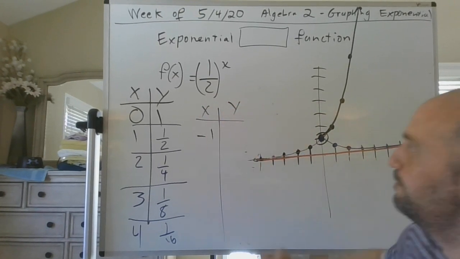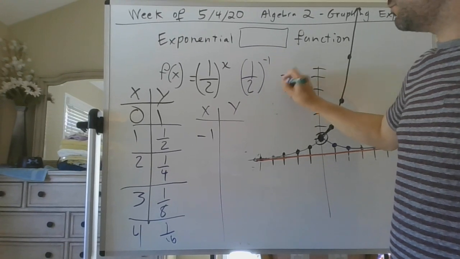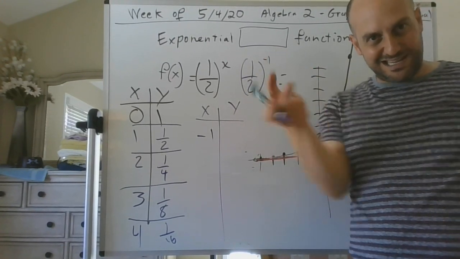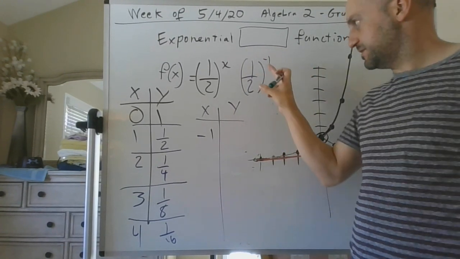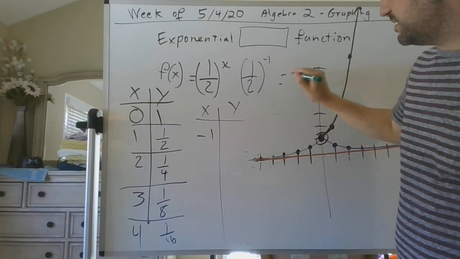Let's try -1. So half to the power of -1. Now remember, negative exponent, it flips. Okay, so it flips this fraction. It's going to flip it, reciprocal. Okay, so let's think about this. It's going to flip it.